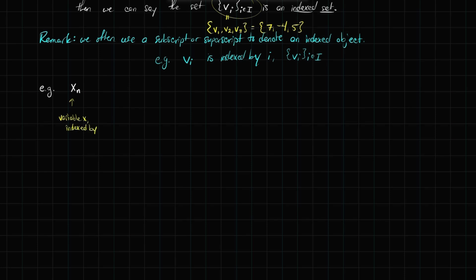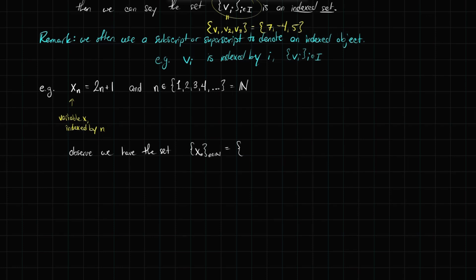indexed by n, and let's say that x sub n is equal to 2n plus 1. And the indexing set that n exists in is {1, 2, 3, 4, ...}, precisely the natural numbers. So now let's look at the set. Observe we have the set {x sub n : n in the natural numbers}, and that set is equal to {2n + 1 : n in the natural numbers}. And you can also explicitly construct this as, well, plugging in n equals 1, we get 2 times 1 plus 1 is 3, n equals 2, we get 2 times 2 plus 1 is 5, 7, 9, and so on. These are the odd numbers, except 1.